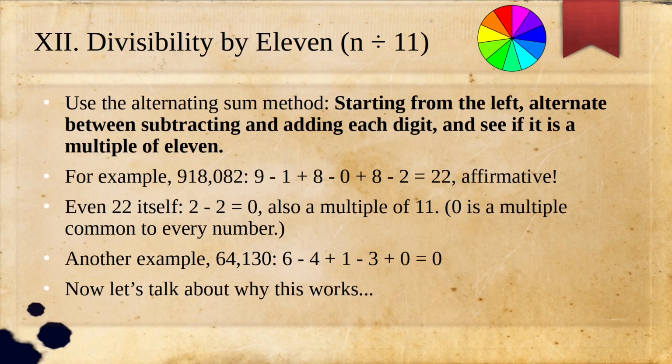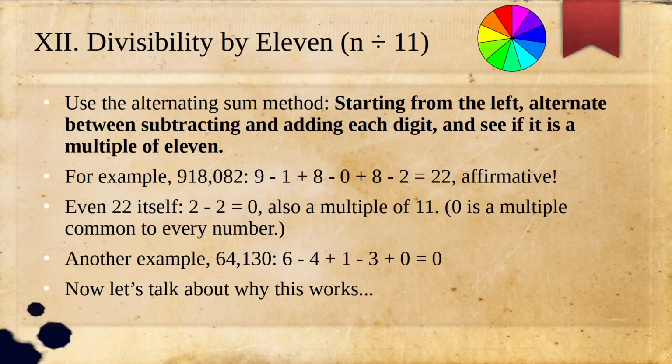Starting from the left, alternate between subtracting and adding each digit and see if the result is a multiple of 11. For example, 918,082. 9 minus 1 plus 8 minus 0 plus 8 minus 2 is 22, a multiple of 11. Even 22 itself, 2 minus 2 is 0, also a multiple of 11. Although 0 as a multiple of things really does play the field.